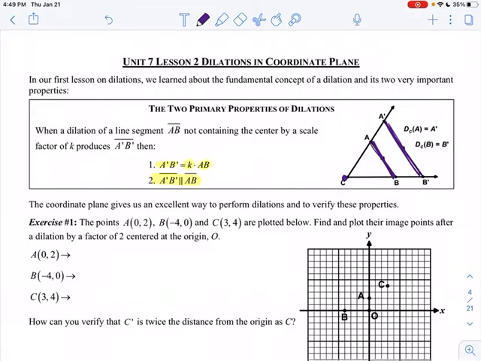The coordinate plane gives us an excellent way to perform dilations and to verify these properties. The points A (0, 2), B (-4, 0), and C (3, 4) are plotted. Find and plot their image points after a dilation by a scale factor of 2 centered at the origin. So this is super simple to do. All you're doing is multiplying x and y by 2, and you'll get the image.